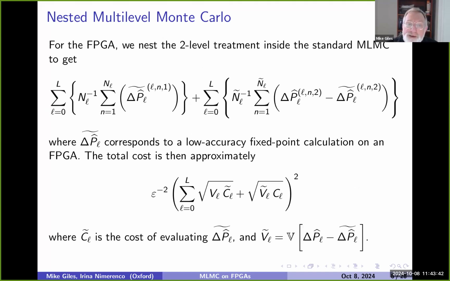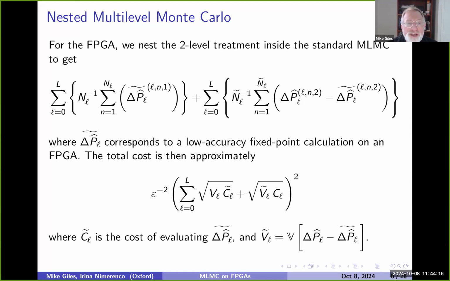So now for the FPGA work, what we're going to do is use nested multi-level. So we're going to start from the usual time-stepping multi-level. And then when we're wanting to estimate each of those expected corrections, we're going to do it twice. We're going to do it inaccurately on the FPGA, and then we're going to do a correction to get back to full accuracy.